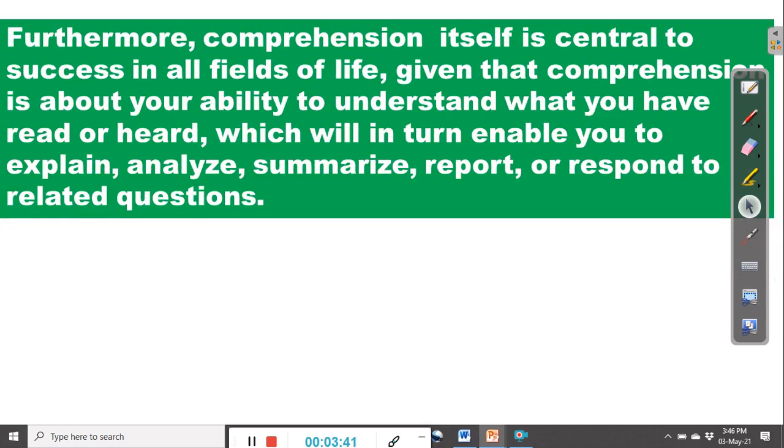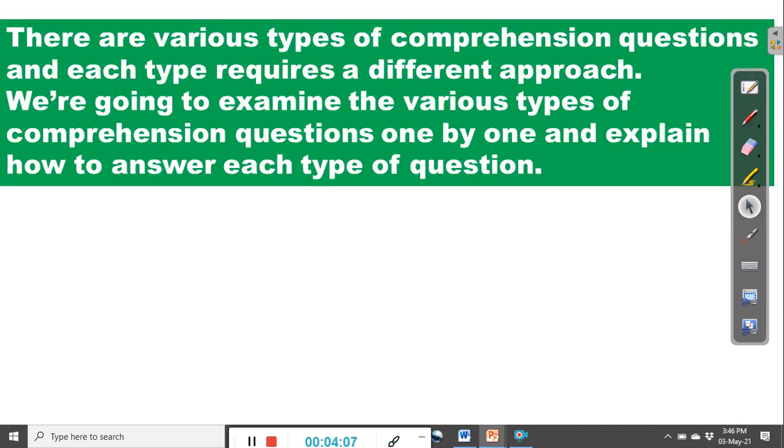Furthermore, comprehension itself is central to success in all fields of life, given that comprehension is about your ability to understand what you have read or heard, which will in turn enable you to explain, analyze, summarize, report, or respond to related questions. So from whichever angle you look at it, the importance of comprehension cannot be overemphasized.